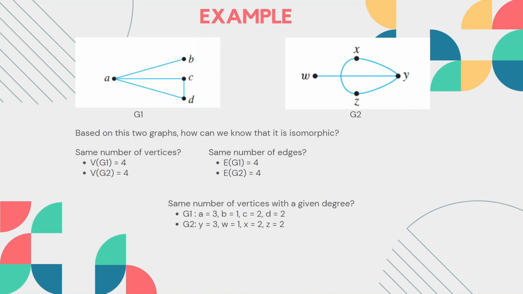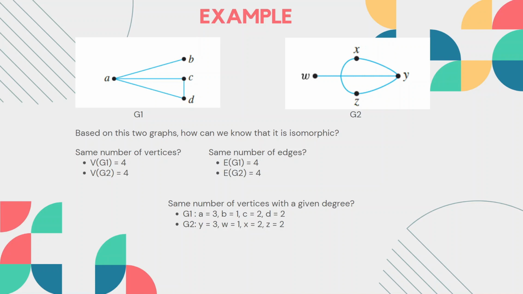For the number of edges, you can see that both of these graphs have the same number of edges, which is 4. As you can see from graph 1 and graph 2, for the number of degrees, you need to look at each of the vertices to see whether they have the same degree or not.